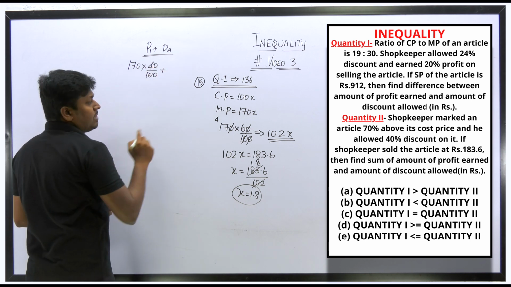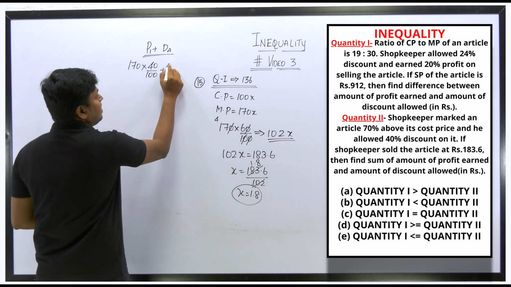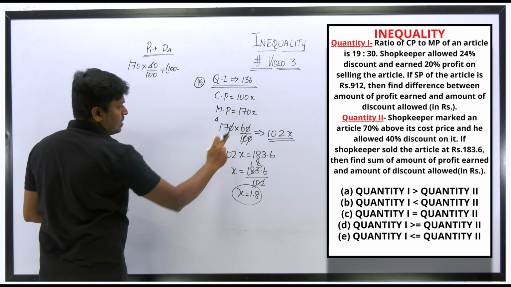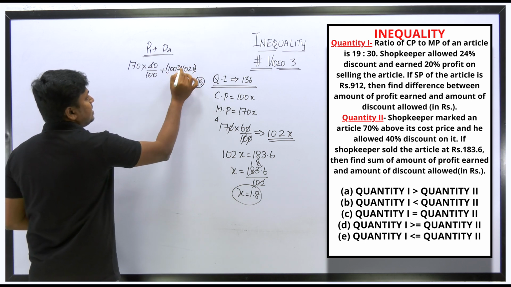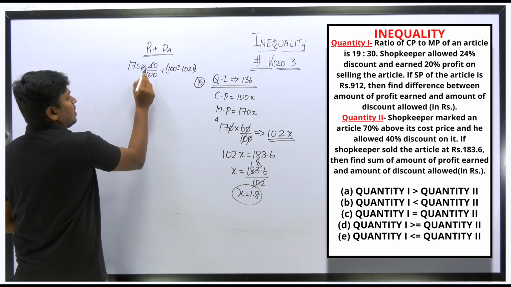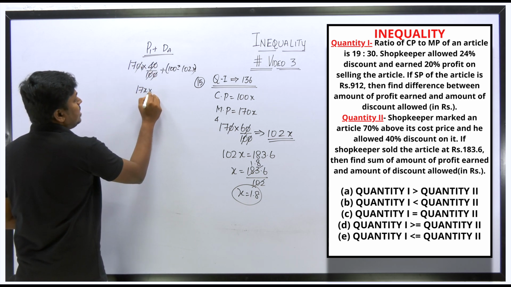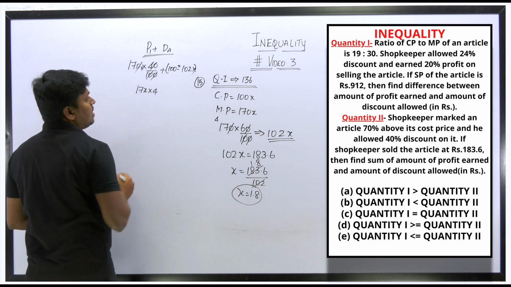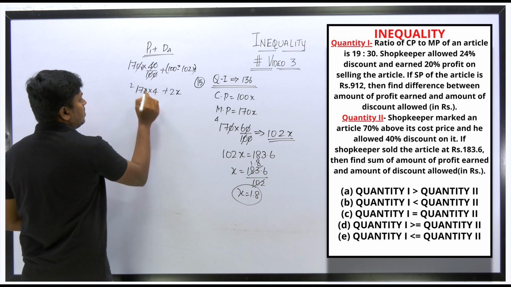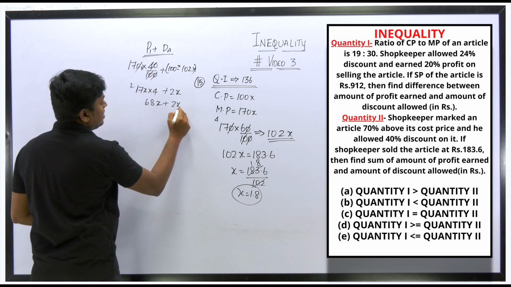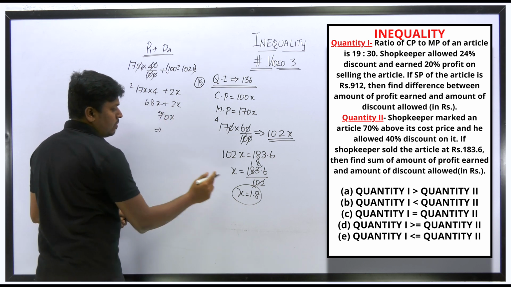Plus, the next is the profit earned, so the selling price minus the cost price. The cost price is 100x and the selling price is 102x. So we need to find the difference here, which is 2x. Similarly here also we have x, so we can cancel 0, 0 here. So 17x into 4: 7 4s are 28, 2. So 68x plus 2x becomes 70x, and we know that x is equal to 1.8.